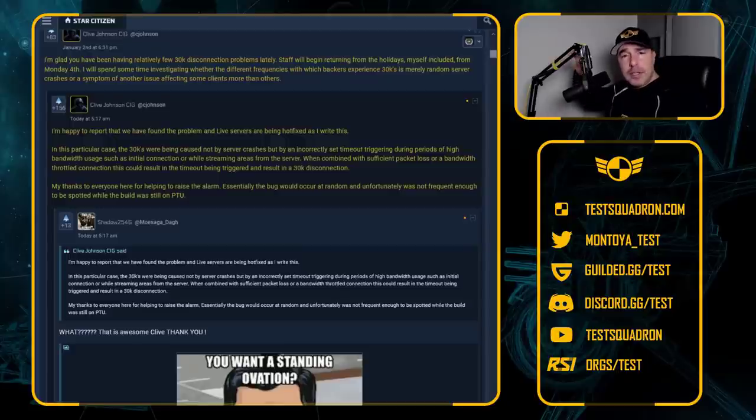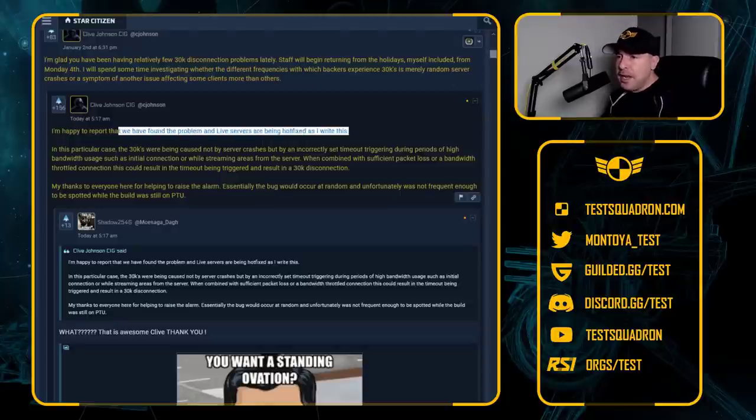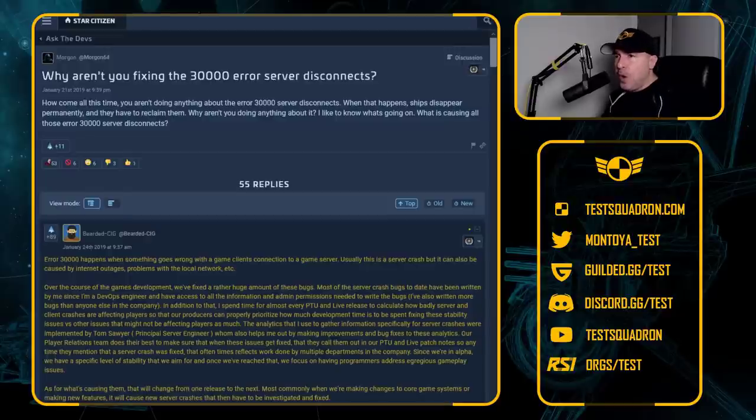And the issue is this: the 30K error is not a single problem that can be solved easily. But just today, there was a hotfix put in. Clive Johnson, CIG, reporting it. Server's been hotfixed, as he wrote this early this morning. Before we read about what that fix is, let's just backtrack a little bit.